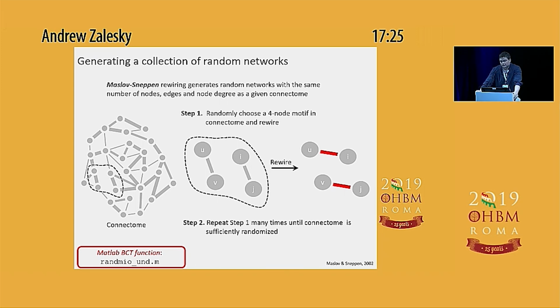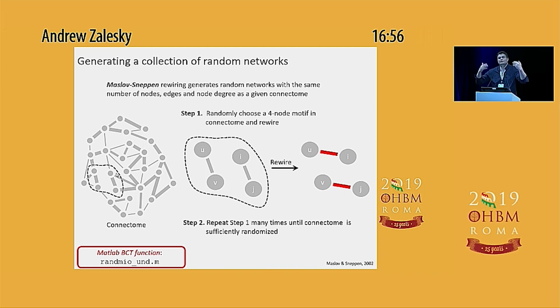And so with Maslov-Sneppen rewiring, we randomly choose 4 nodes in our empirical connectome, such that 2 pairs of those nodes are connected, so UV and IJ, such that we have this specific motif. And then we rewire this. So rather than U being connected to V, we connect U to I, and we connect V to J, and then we put this motif back into the original place in the connectome.